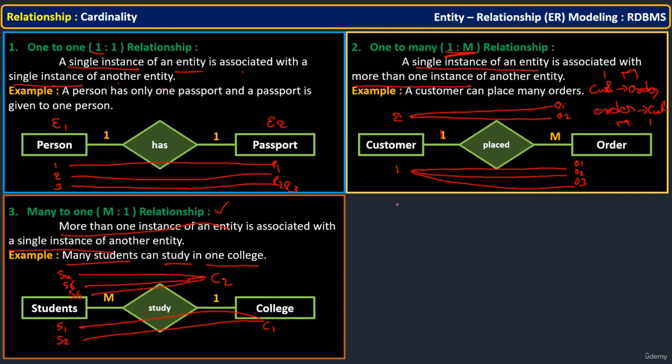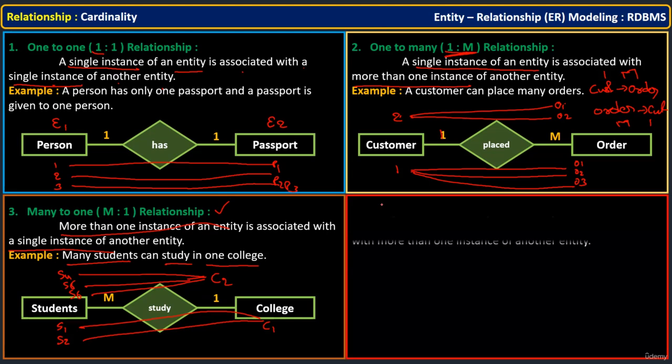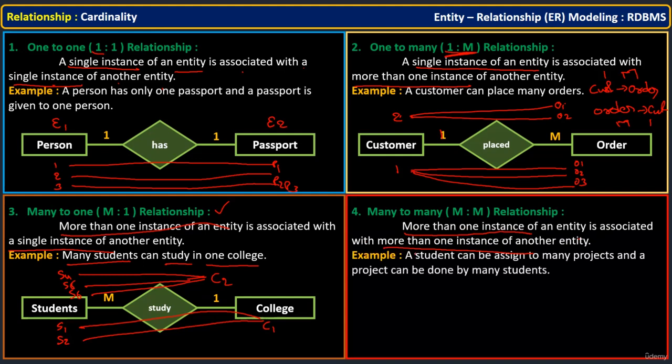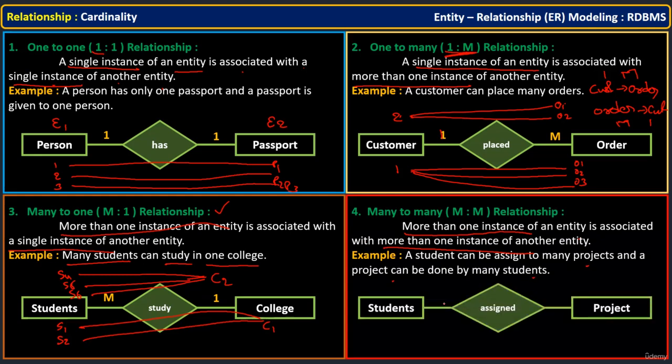Then the next example is the many-to-many relationship. You can write down the definition: more than one instance of an entity is associated with more than one instance of another. What is the best example? A student can be assigned to many projects, and a project can be done by many students. One student can do many projects, and one project can be done by many students.